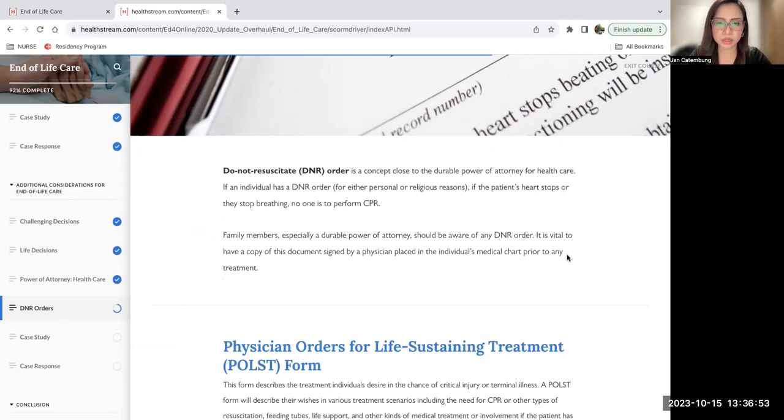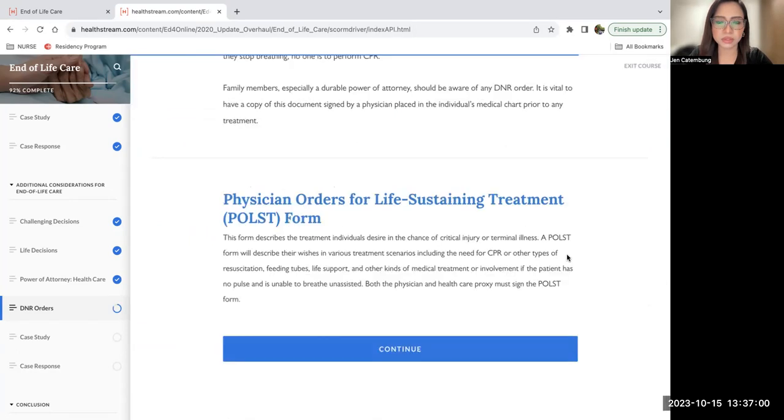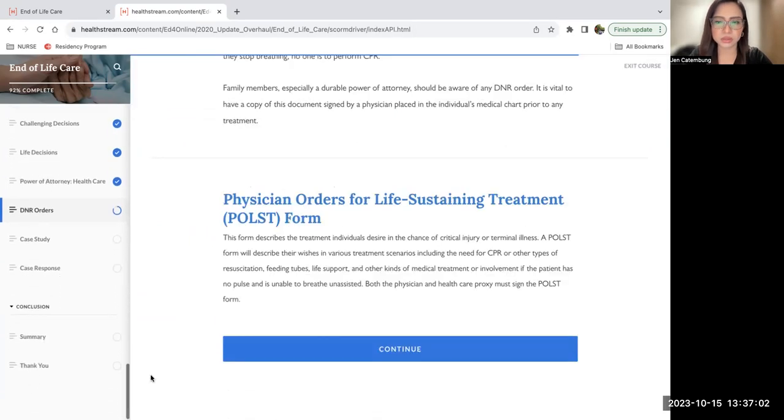It is vital to have a copy of this document signed by a physician placed in the individual's medical chart prior to any treatment. Physician orders for life sustaining treatment form. This form describes the treatment individuals desire.